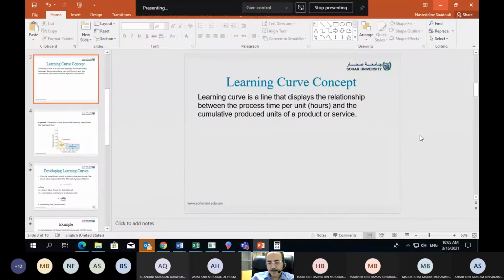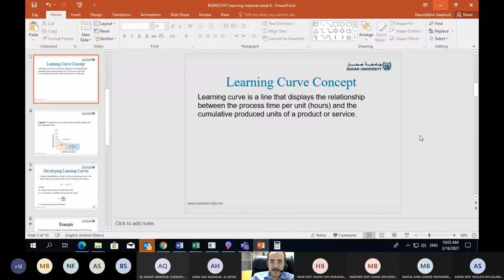The idea of learning curves is based on a simple observation, and this is something that all of us can actually relate to, that we as human beings, and this is only applicable to people when we're talking about learning and learning curves, tend to learn over time, and we tend to do things more efficiently over time. What does that mean?